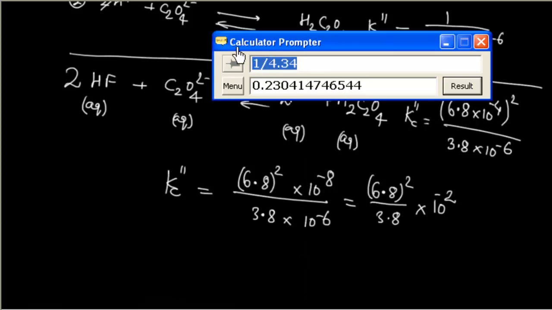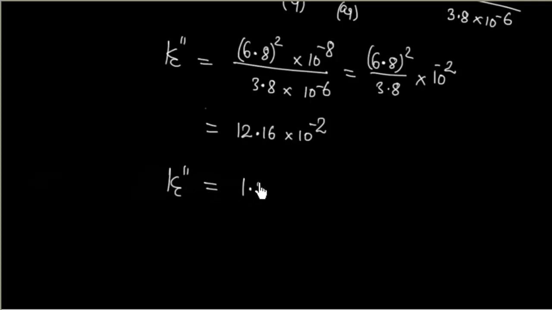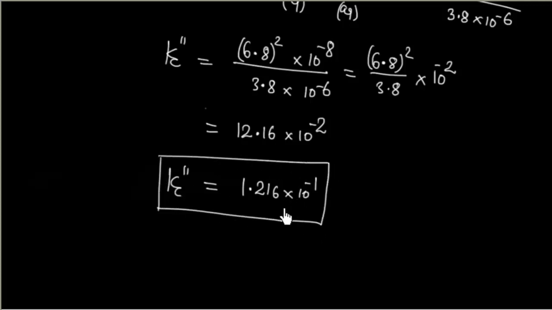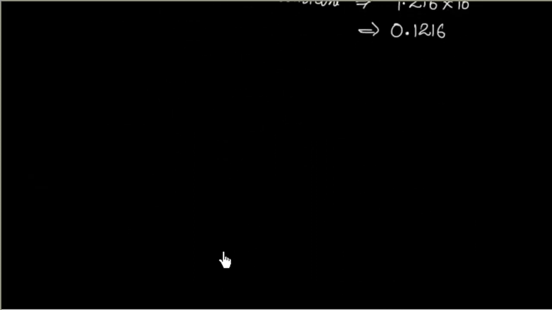So we can use calculator. 6.8 into 6.8, and this divided by 3.8. So this is 12.16. Or we can write Kc double dash, that is 1.216 into 10 to the power minus 1. So this is the overall equilibrium constant. So overall equilibrium constant is equal to 1.216 into 10 to the power minus 1, or we can write 0.1216. Now let us do a practice exercise.